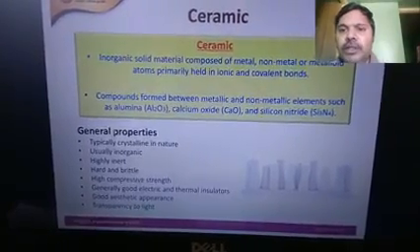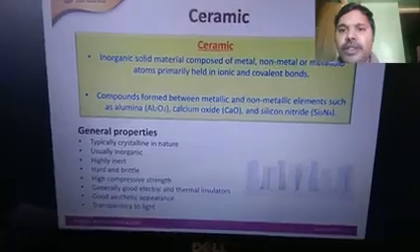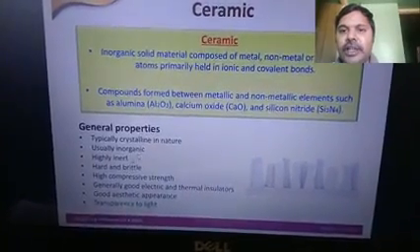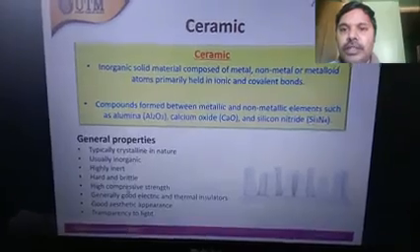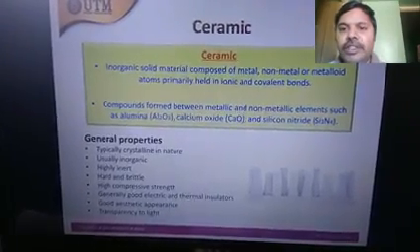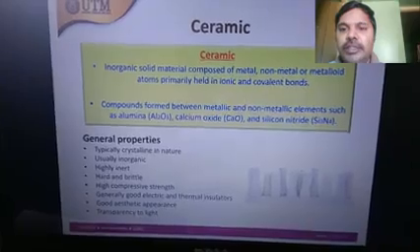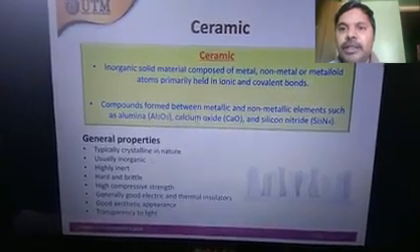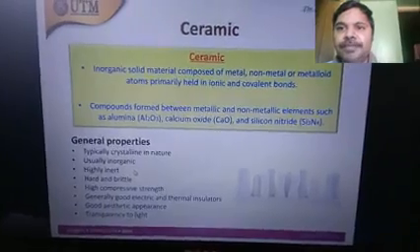So these are all the general properties of ceramic materials. It has typical crystalline nature, usually inorganic, highly inert, hard and brittle, high compressive strength, generally good electrical and thermal insulators, good aesthetic appearance, transparency to light. So this is the definition of ceramics and the general properties of ceramics.